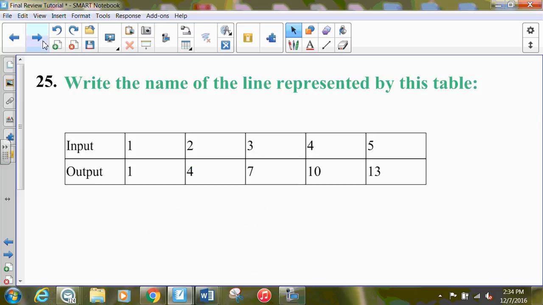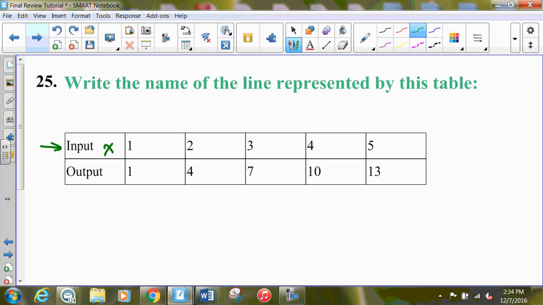Here we go. Write the name of the line represented by this table. Sometimes we're going to see tables laying down. And I don't want you guys to freak out if you see that on the final. If it bothers you, you can always rewrite it. And basically, see how they have input? When you see input, that's always the x. When you see output, that's always the y. So instead of having it this way, they kind of took it and flipped it and laid it down. So we just have to be really careful.